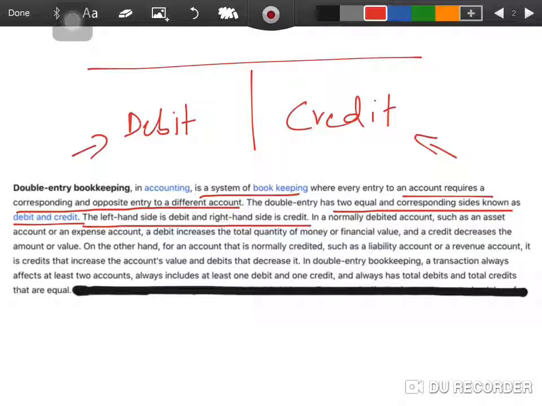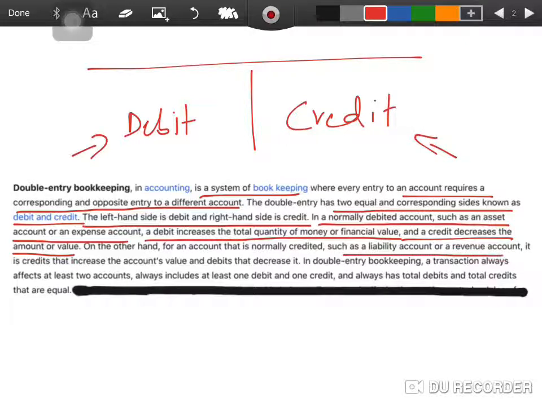So in a normally debited account, such as an asset or an expense, a debit increases the total quantity of money or financial value, and a credit decreases the amount of value. So this basically refers to the rules of debit and credit, which we are going to have a look at in a while. On the other hand, for an account that is normally credited, such as a liability account or a revenue account, it is credits that increase the account's value and debits that decrease it.